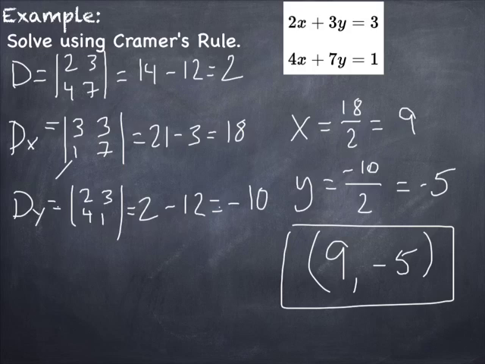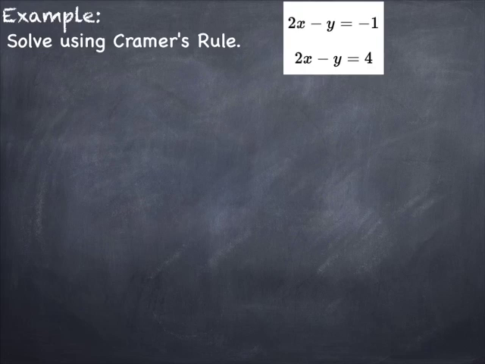Now, as with systems of linear equations always are, you're going to eventually get to the position where you're going to have either parallel lines or two equations that represent the same line. And so you'll have either no solution or an infinite number of solutions. So let's look at what happens when we use Cramer's rule, and how we can tell. So here we've got the equations 2x minus y equals negative 1, and 2x minus y equals 4. So first we find the determinants.